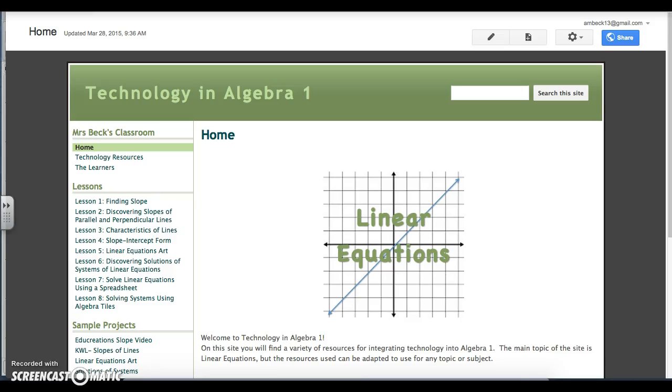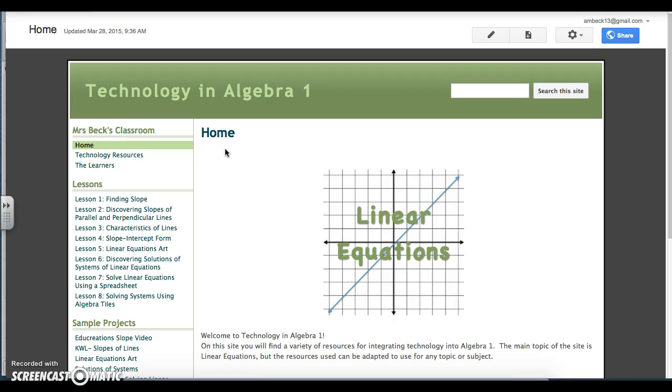Welcome to the Google site I created for a unit on linear equations in Algebra 1. The purpose of this website is to provide multimedia instruction and assessments for students in my Algebra 1 class. Let me show you around this website.